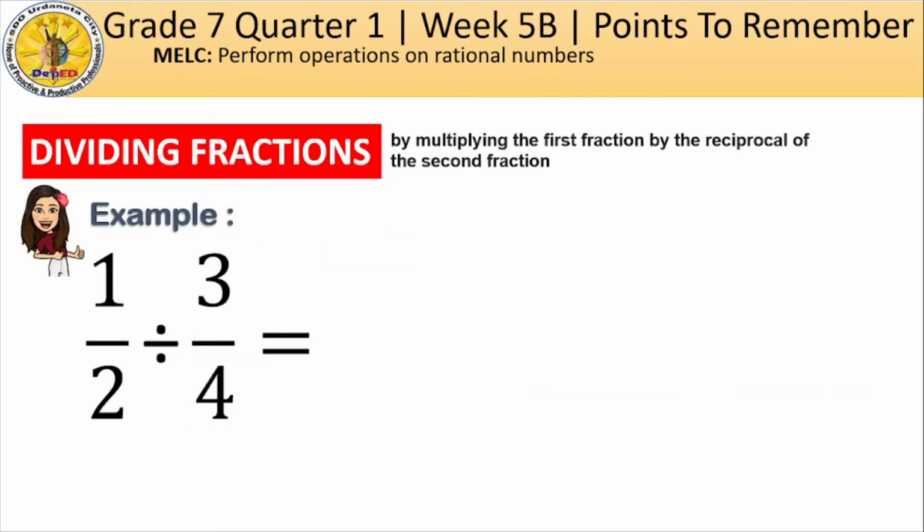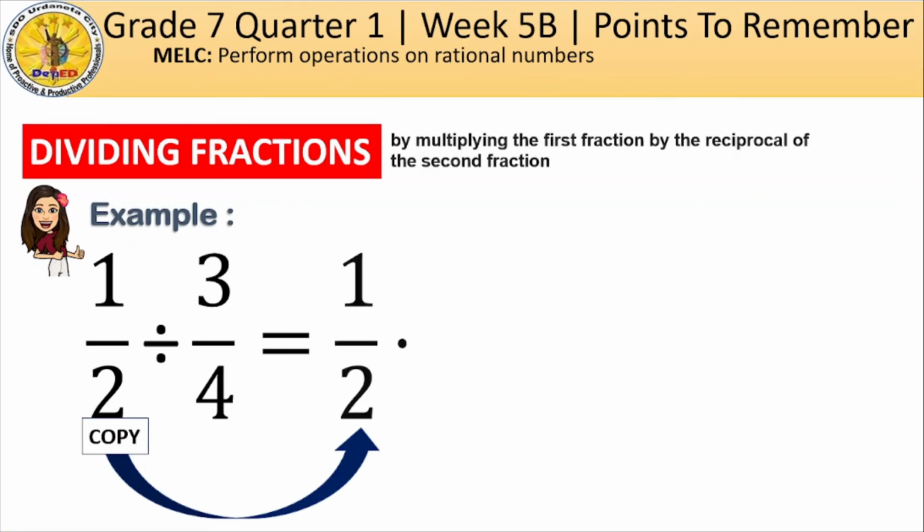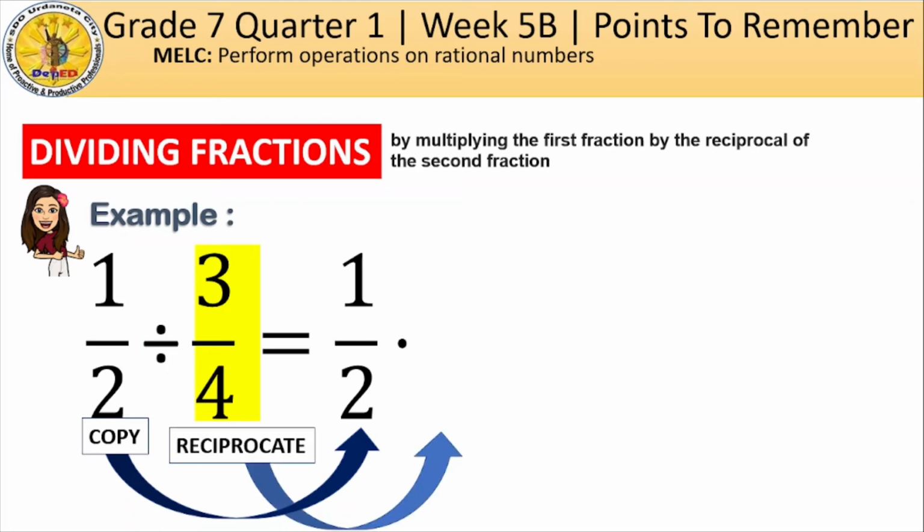For example, if we divide the fractions 1/2 and 3/4, the first thing we do is copy the first fraction, which is 1/2, and then get the reciprocal of the second fraction, which is 4 over 3, and then proceed to multiplication.